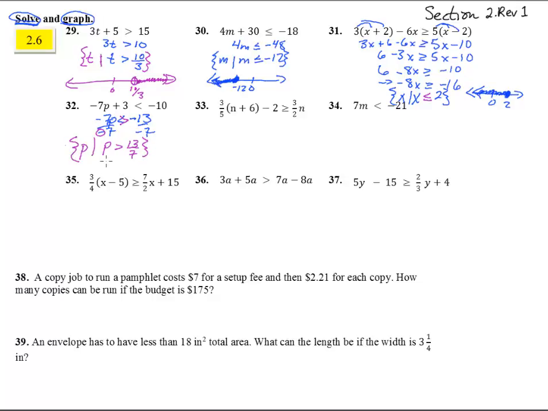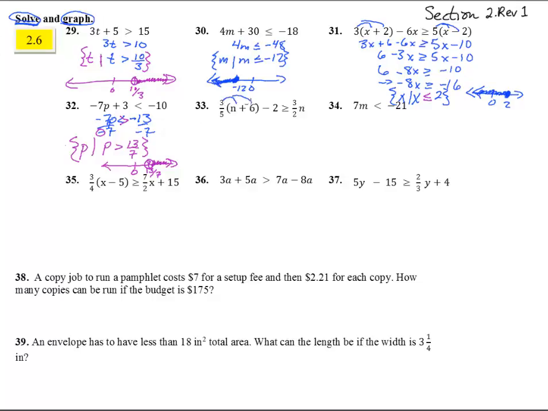Good, and we get the graph. There's 0. 13 sevenths is about right there. Good. And we're going bigger than, so we're up here, and this is just greater than, there's no equal to, so that's an open circle right there. So there's the graph. Number 33.